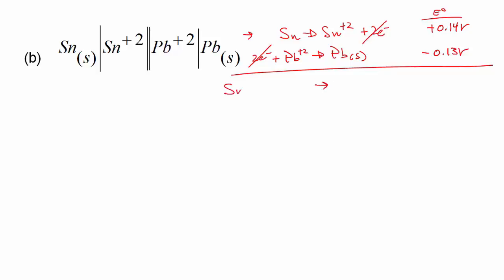So just add things up then. I'll have tin and lead 2 plus forms tin 2 plus and lead solid. And I'm left with a positive 0.01 volts.